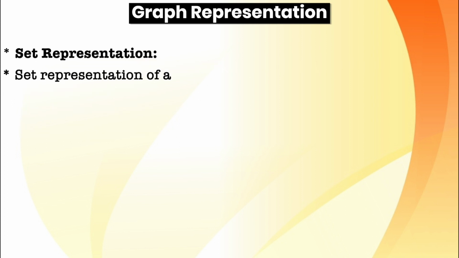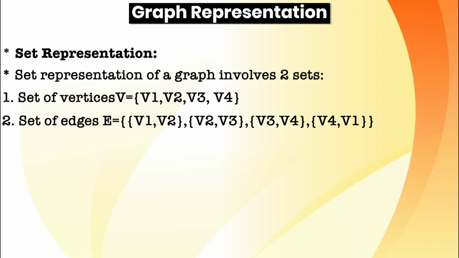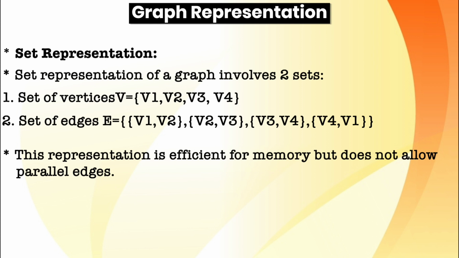Set representation of a graph involves two sets. One is the set of vertices, for example V = {v1, v2, v3, v4}, and the set of edges E = {(v1, v2), (v2, v3), (v3, v4), (v4, v1)}. This representation is efficient for memory but does not allow parallel edges.